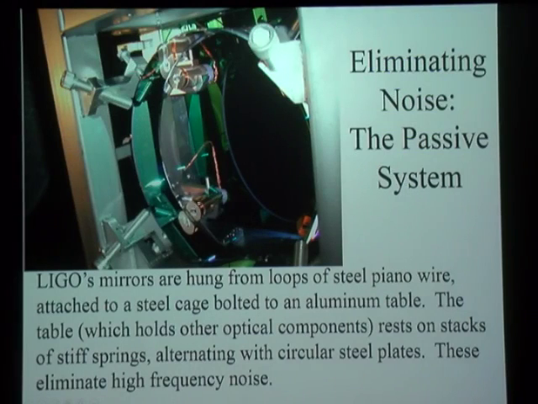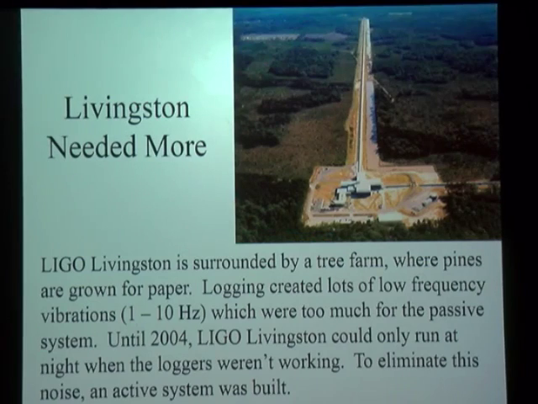So first of all, there's this passive system. These are the mirrors right there. They're hung from these loops of steel piano wire attached to a steel cage, and then it's on a table that has stacks of stiff springs and circular steel plates, so they eliminate all the high frequency noise. And they tried that, and they found that the site in Livingston needed more. You got this tree farm. They're raising all the pines here for paper, and so there's all this low frequency stuff. And so they needed more than that.